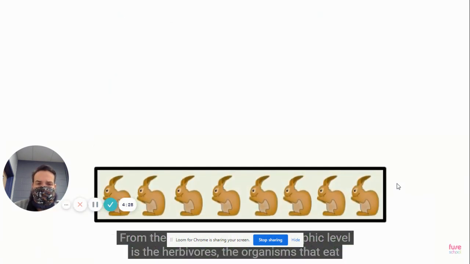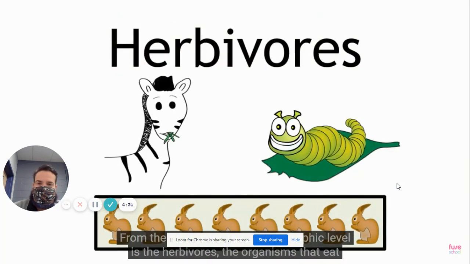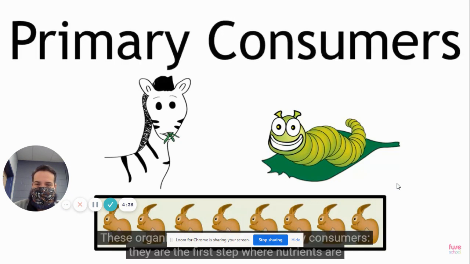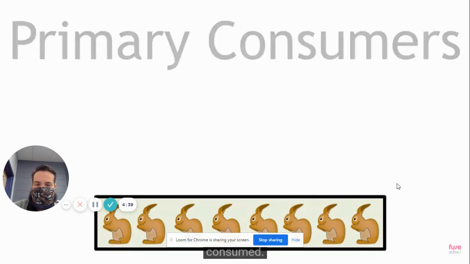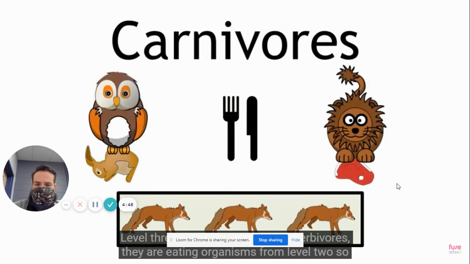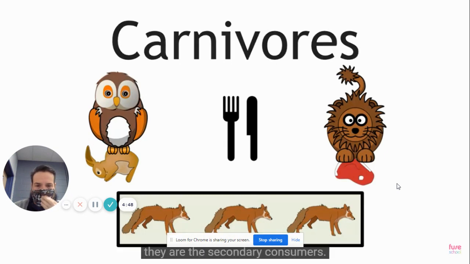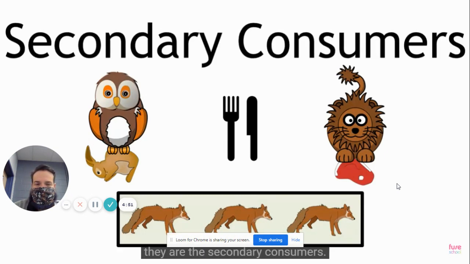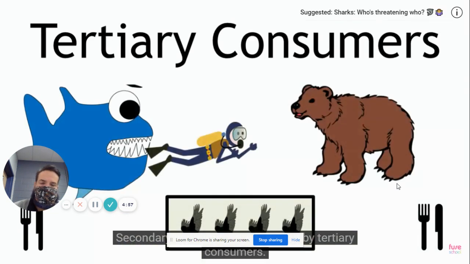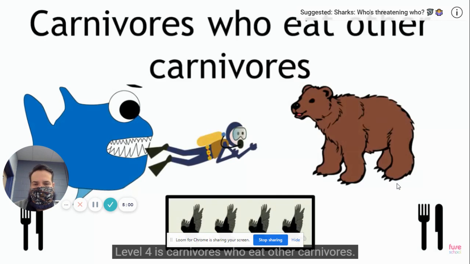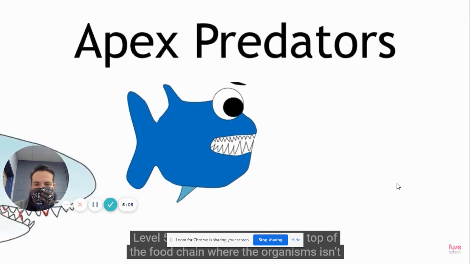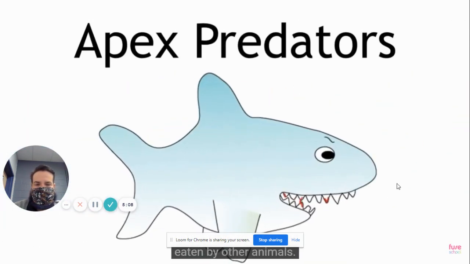From the producers, the second trophic level is the herbivores, the organisms that eat the plants. These organisms are called the primary consumers. They are the first step where nutrients are consumed. Level 3 is carnivores, who eat herbivores. They are eating organisms from level 2, so they are the secondary consumers. Secondary consumers are followed by tertiary consumers. Level 4 is carnivores who eat other carnivores. Level 5 is the apex predators, the top of the food chain, where the organism isn't eaten by other animals.